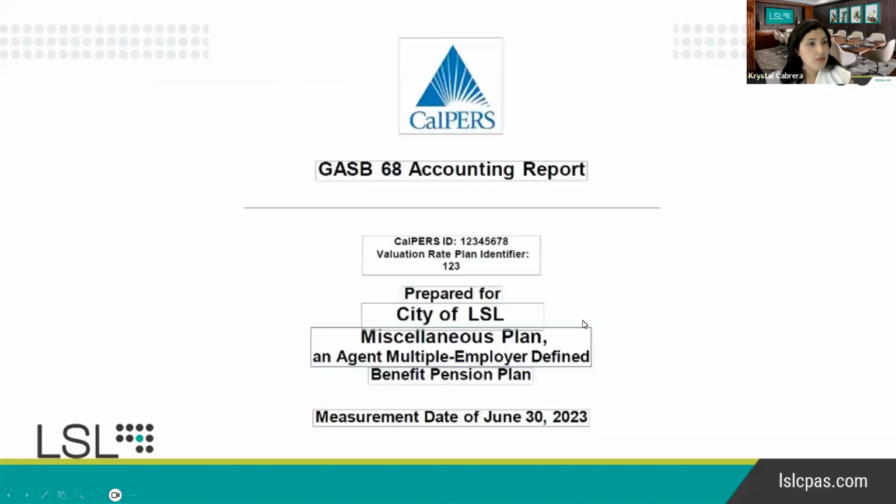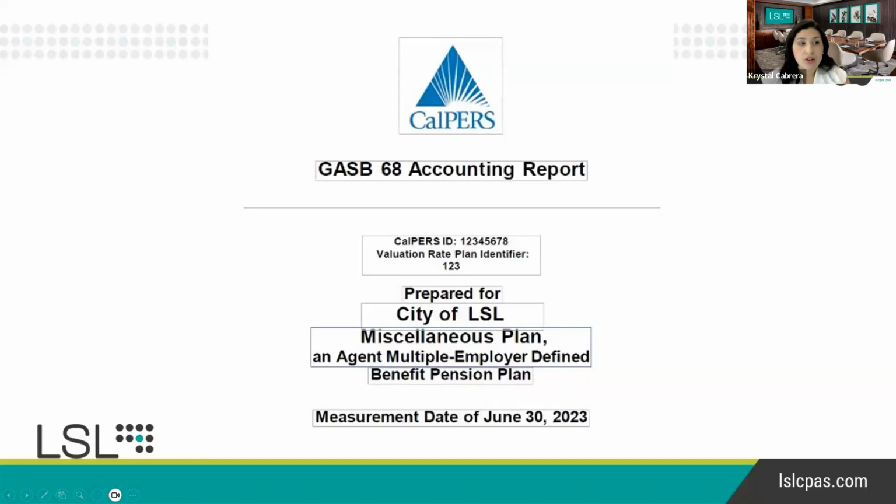All right, so moving forward, this is an example of what the GASB 68 accounting report will look like. So for example, this is the city of LSL. They have an agent multiple employer plan. And like I mentioned, the measurement date on this report is going to be June 30th, 2023. However, this is for our 2024 ACFR reporting. Keep in mind, there's going to be differences, and I'm going to go into those on how you request the reports and what types of reports we need.